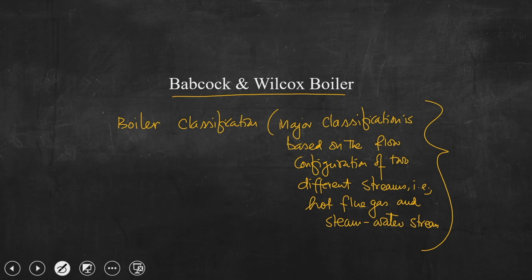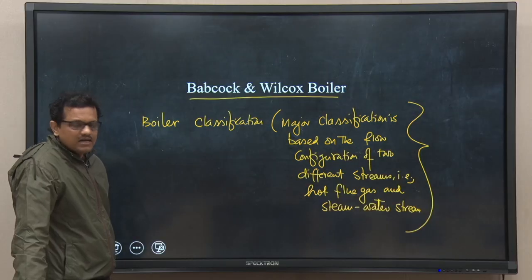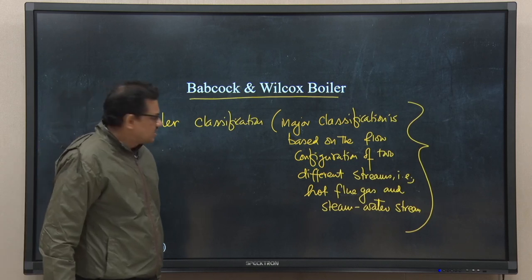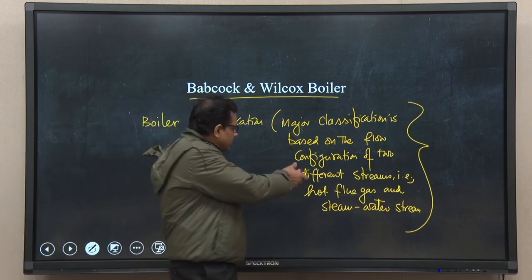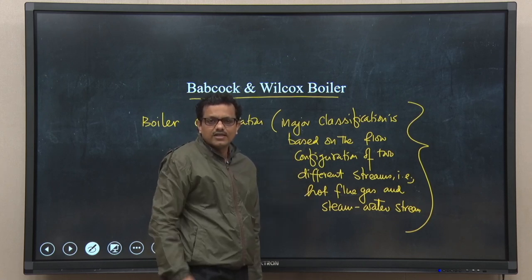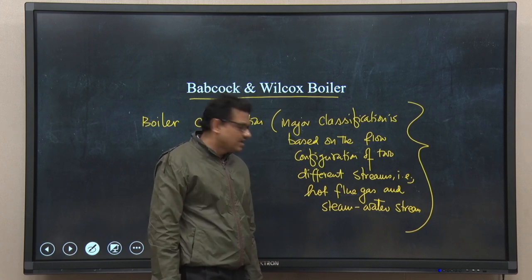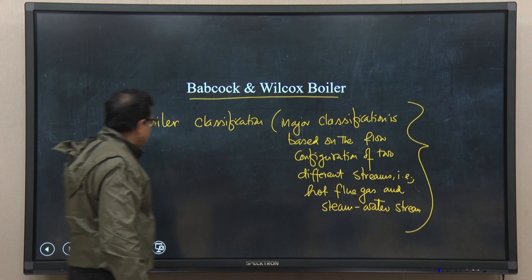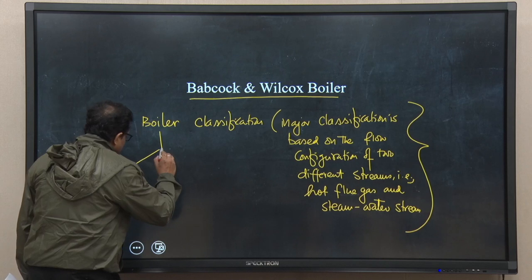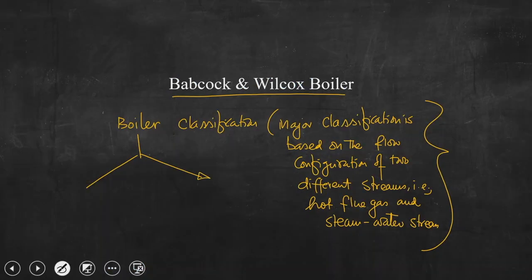Again, a little bit of fluid dynamics is coming into the picture, but there is no scope to discuss the hydrodynamics part of the boiler in this course. At least we should know the flow configuration. Hydrodynamics plays an important role while designing the boiler, essentially to achieve maximum performance, but that is beyond the scope of this course. But we could understand that based on this classification, boilers can be placed into two categories.